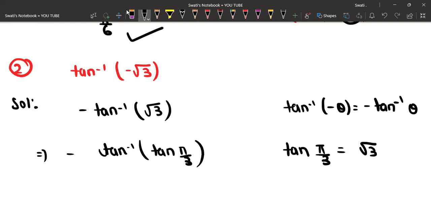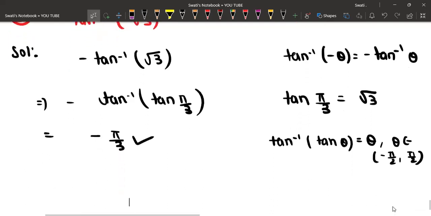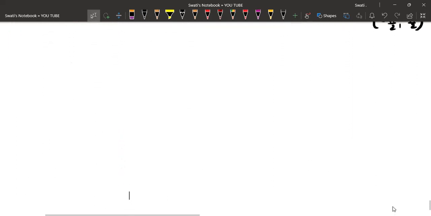Now there is another thing: tan inverse tan theta is going to be theta only, where the range of theta is between minus pi by 2 to pi by 2, where both minus pi by 2 and pi by 2 are not included. That is why open brackets. Using this formula, it will become theta, so it is minus pi by 3. See, this is also like a 1 minute solution. Now let's go to the next question.